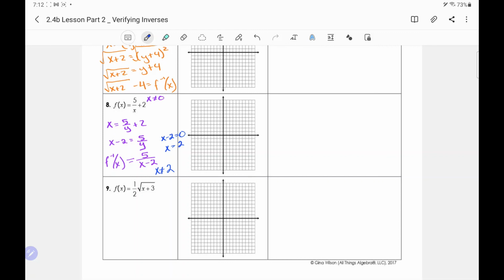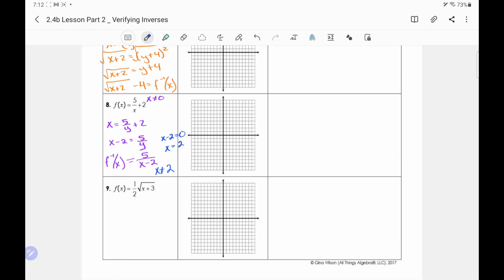Now, you're going to go ahead and use these two equations to graph them and see graphically, are they inverses? And then also algebraically check them, okay? Okay, you need to go ahead and finish those. I think I already said that. Number 9, we have a square root function.